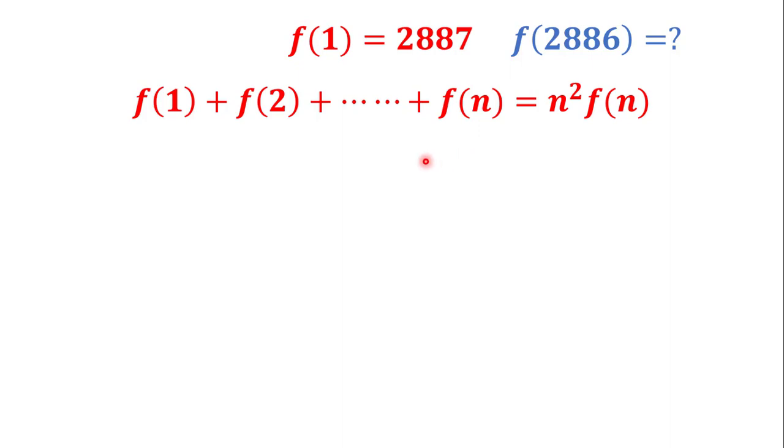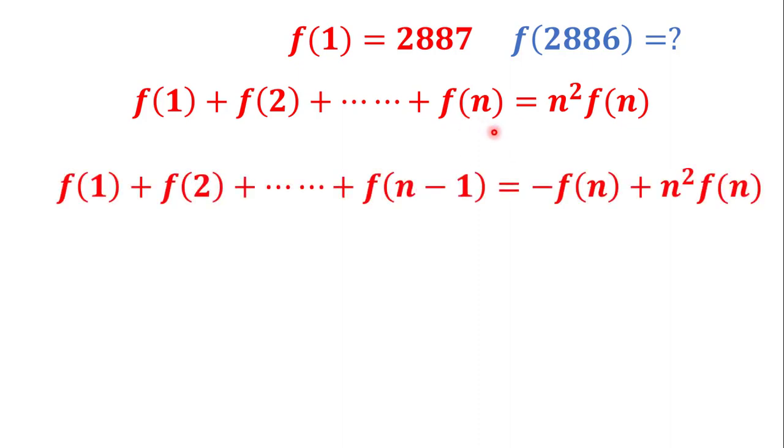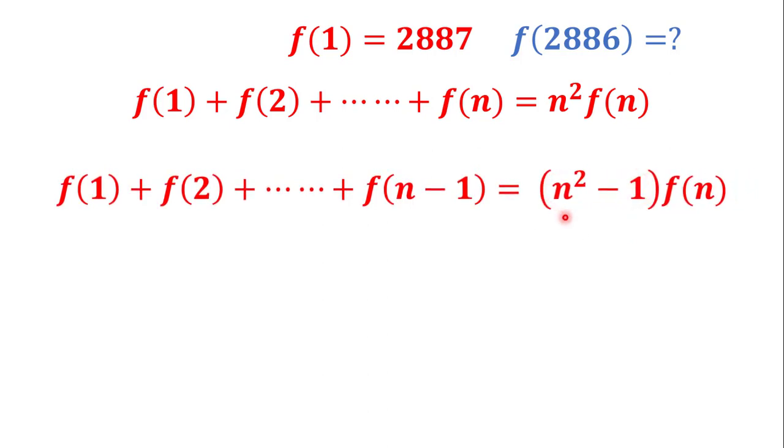In the first step, we can move f(1) to the right hand side, so the sign of this term changes. The term before f(1) is f(n-1), and we can write it. Now we can factor out f(1) from these two terms, and we're going to get (n squared minus 1) times f(1).